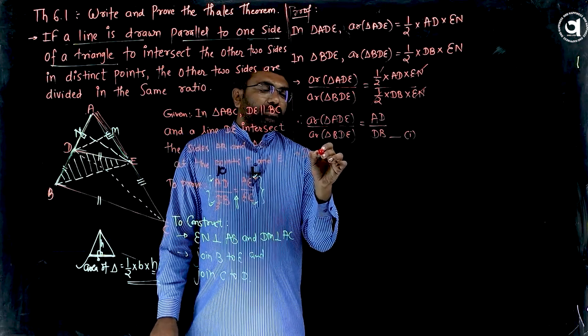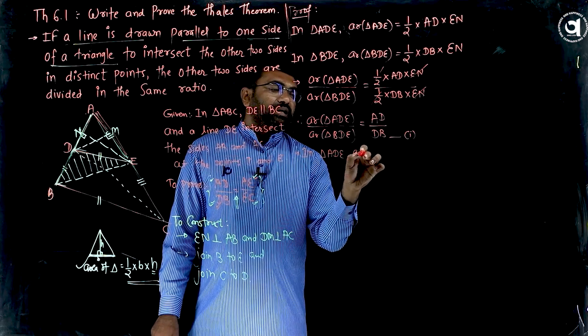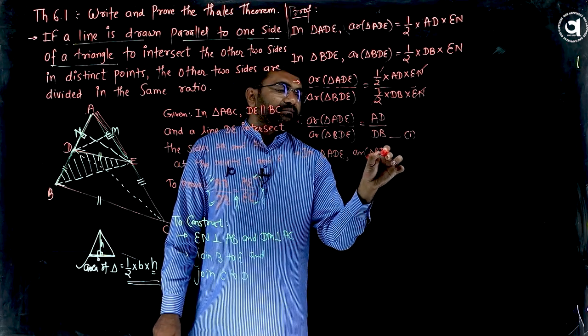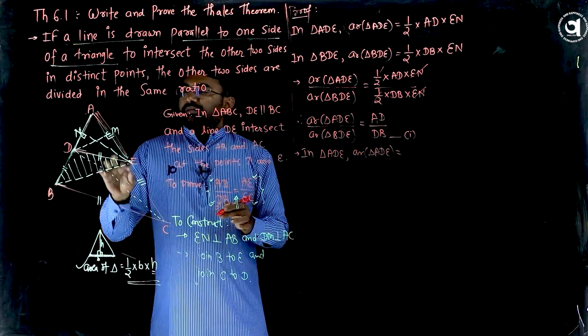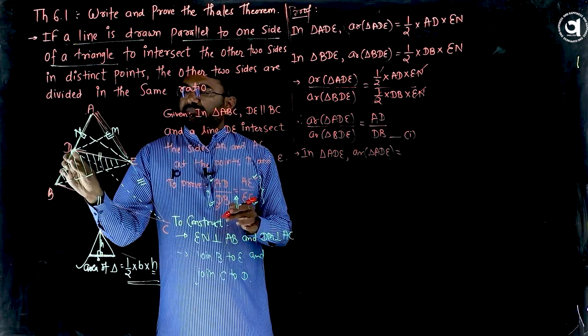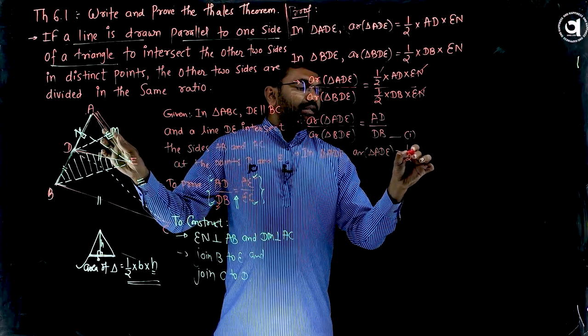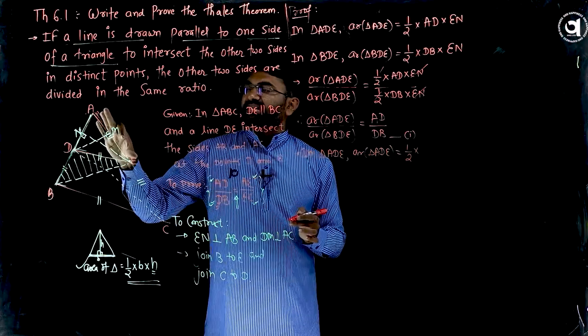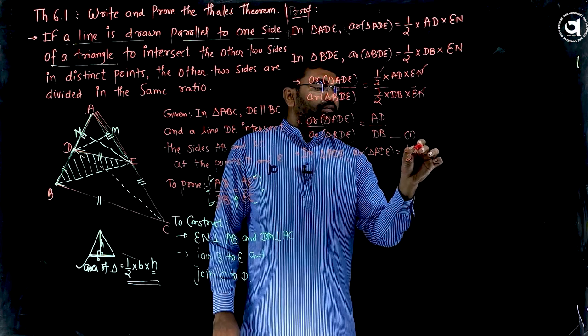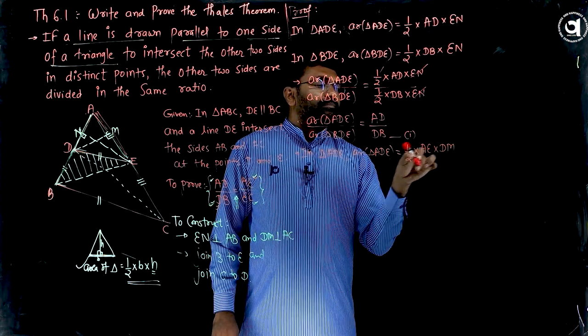So in triangle ADE, we again write the area of the triangle. That triangle's base is AE and its perpendicular is DM, so its height is DM. The area of a triangle is defined by 1/2 into base into height. So here we take the base as AE and the height as DM.